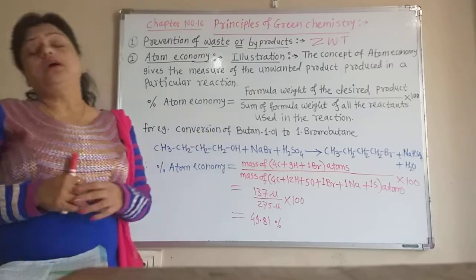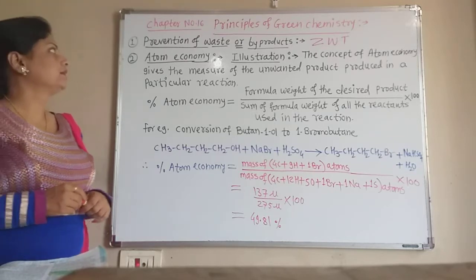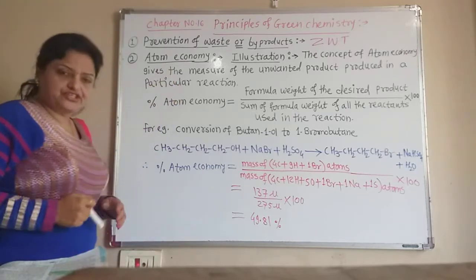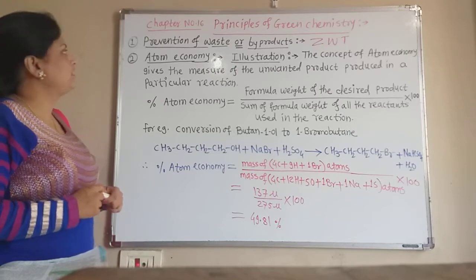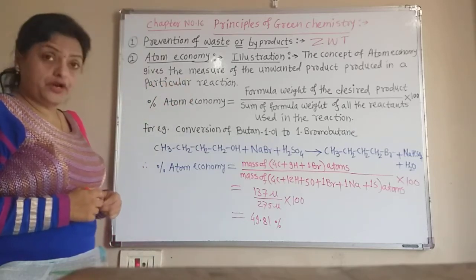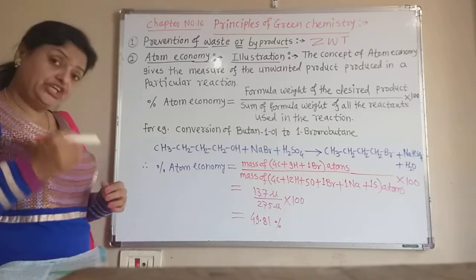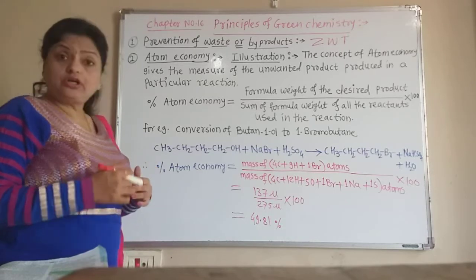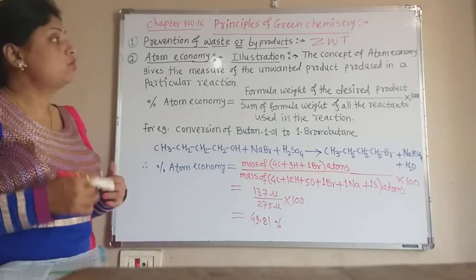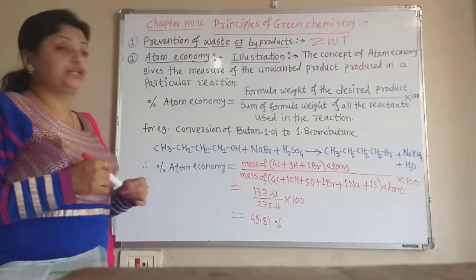Now how can we achieve atom economy? Let us learn here. Take an illustration. The concept of atom economy gives a measure of the unwanted product produced in a particular reaction. That means atom economy tells us how to measure the unwanted product produced in a particular reaction.